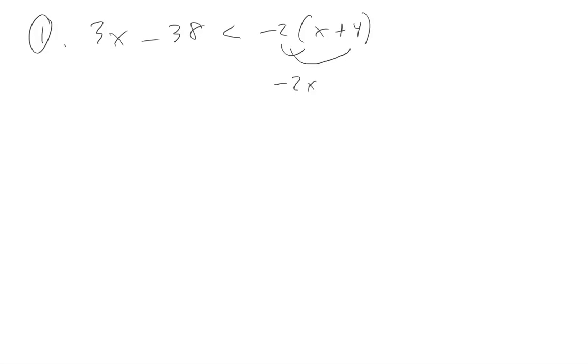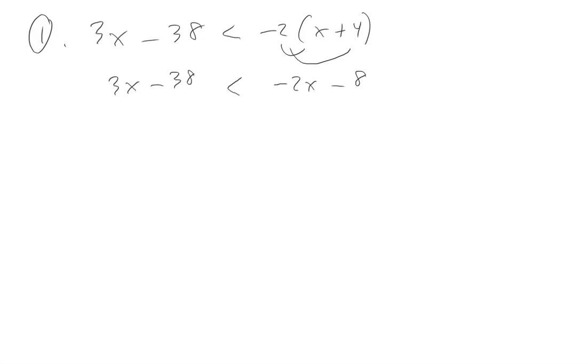First of all, let's look at an example like what you might have in problem 1 on the test. It says 3x minus 38 is less than negative 2 times parentheses x plus 4, close parentheses. First, you have to distribute this negative 2, so you'll get negative 2x and negative 8. Then you'll have that sign, and on the other side you'll have 3x minus 38.